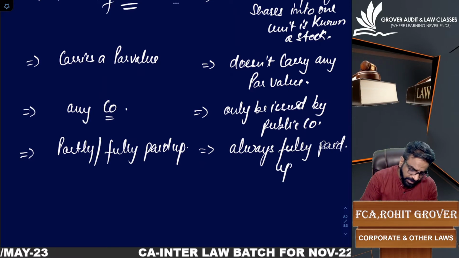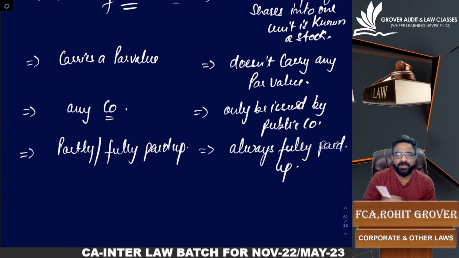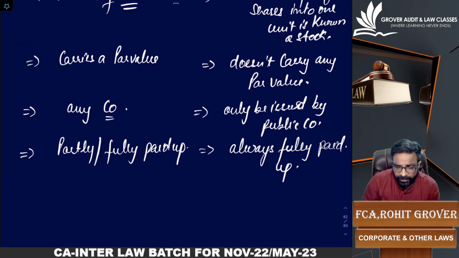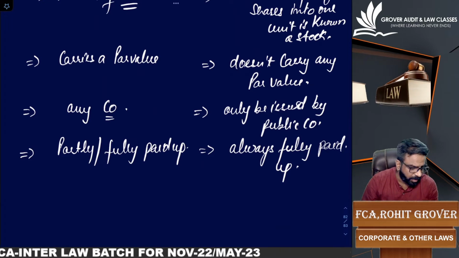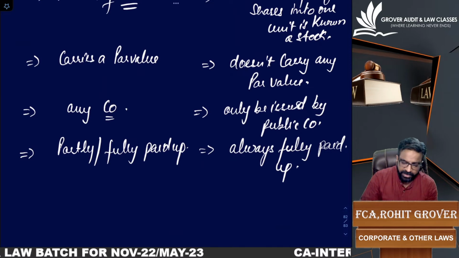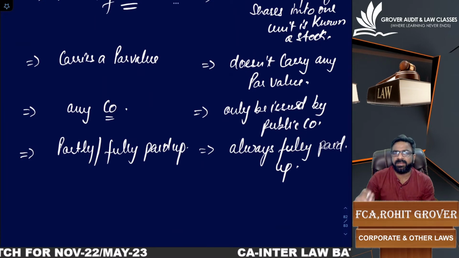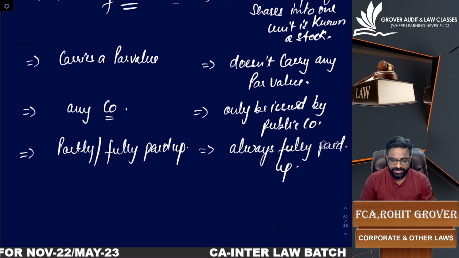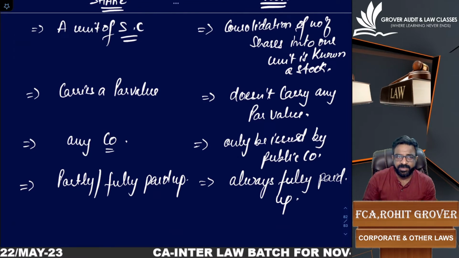Okay. So shares are partly paid up or fully paid up, but the stocks are always which paid up? Fully paid up. It means partly paid up shares can be converted into stock or only fully paid up shares can be converted into stock? Fully paid up only. Only fully paid up shares can be converted into stock. Partly paid up shares cannot be converted into stock. Is it clear to all of you? So these are the major differences between the share and stock.